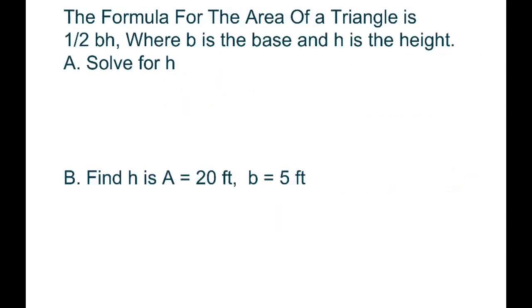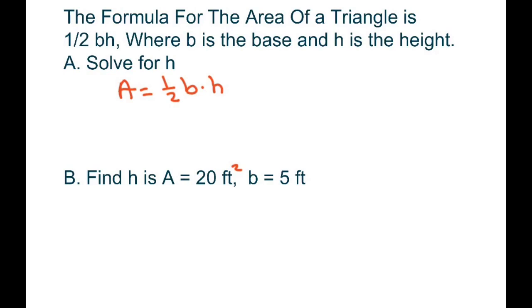And the next one is we have a formula for the area of a right triangle, which is 1/2 base times height, where b is the base and h is the height. Then we have to solve for h. So basically, I have area equals 1/2 base times height. So we want to isolate the h.